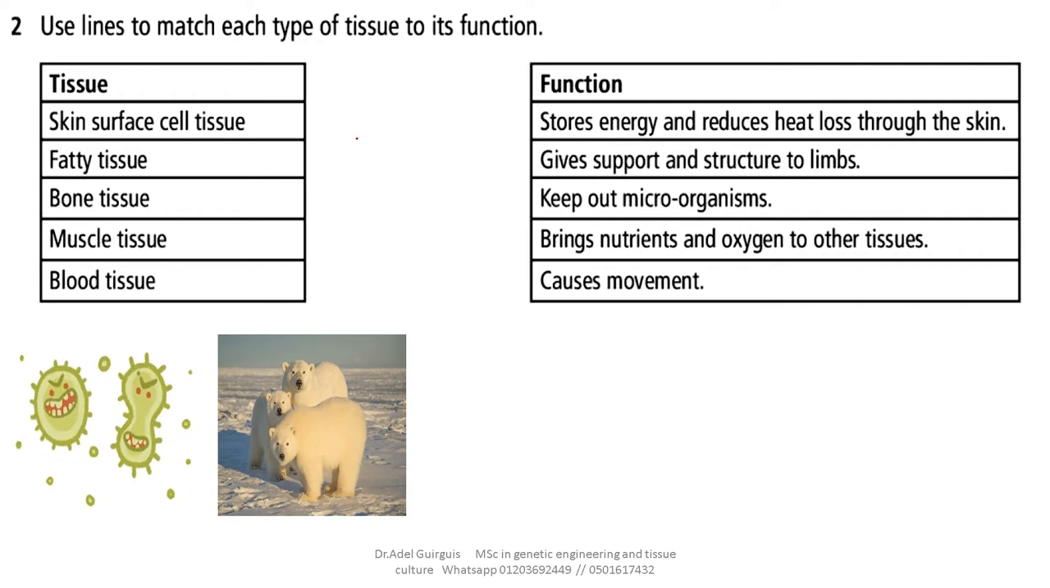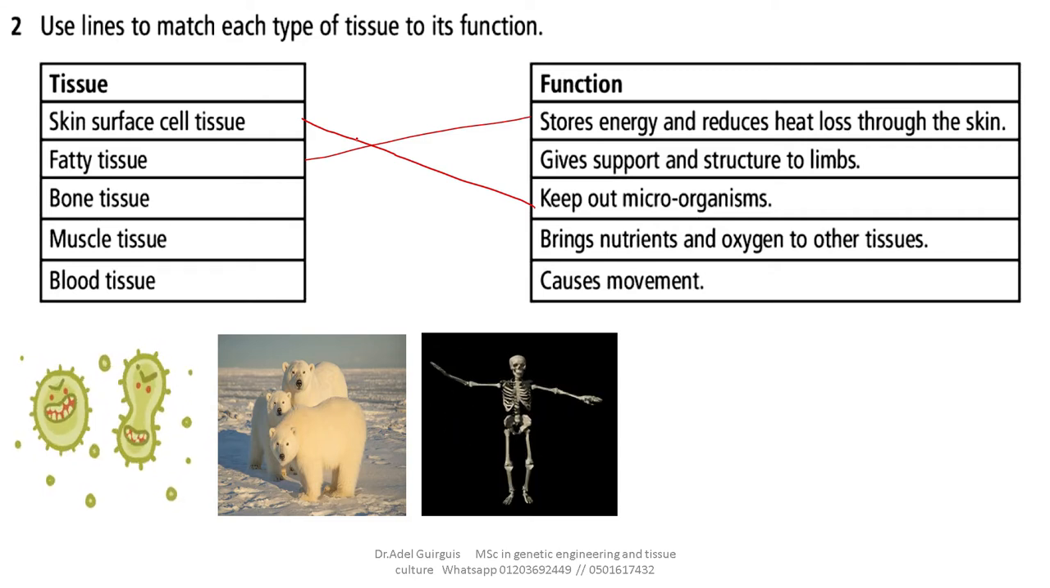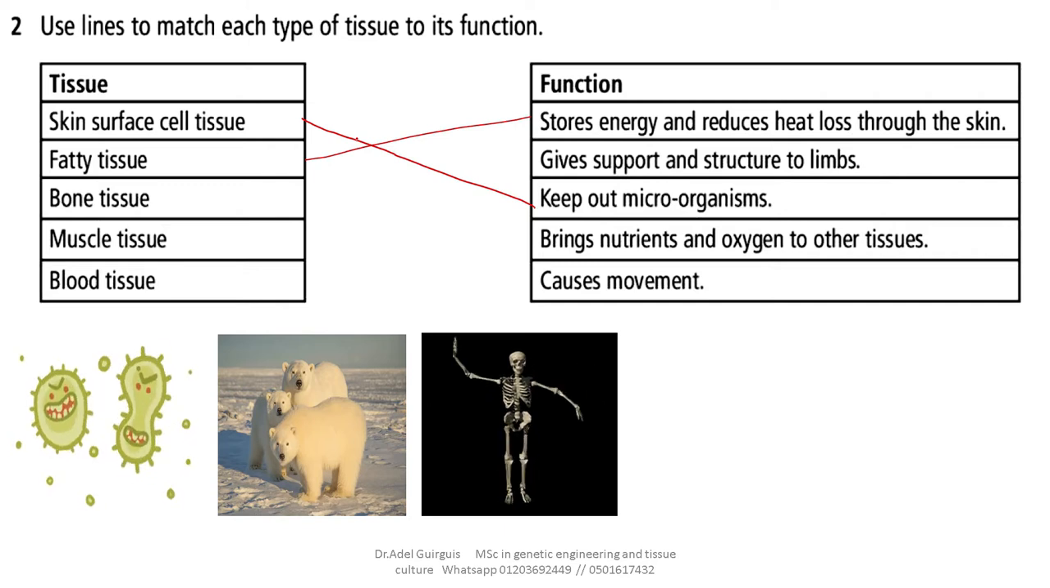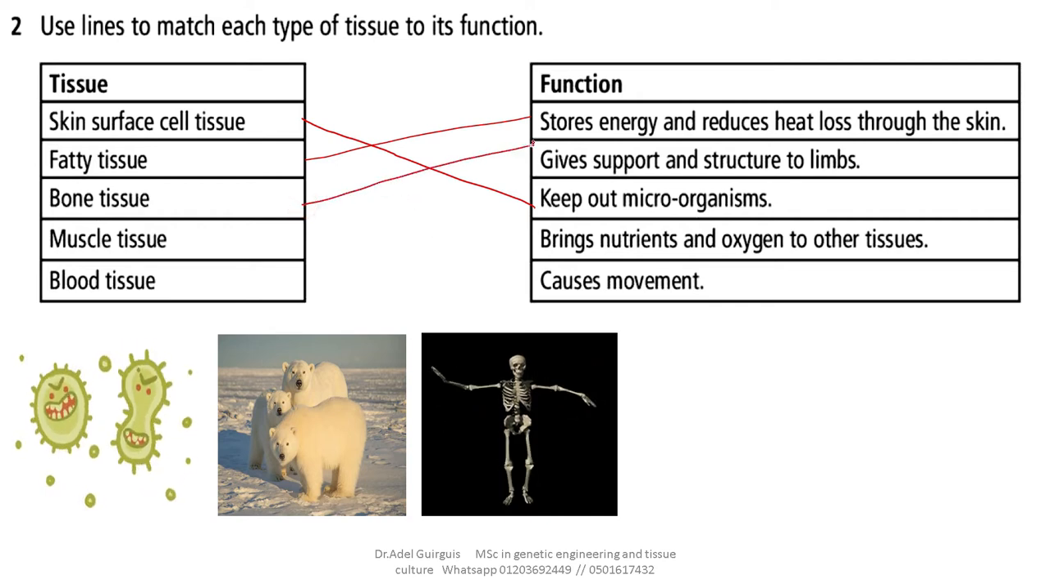What about bone tissue? Bone tissue is for what? It gives support and structure to limbs. Limbs, I mean legs and arms, as here in this figure. Look, it gives support and structure to limbs. So this is the answer here.